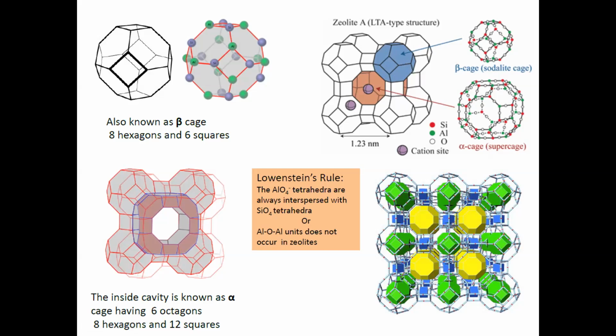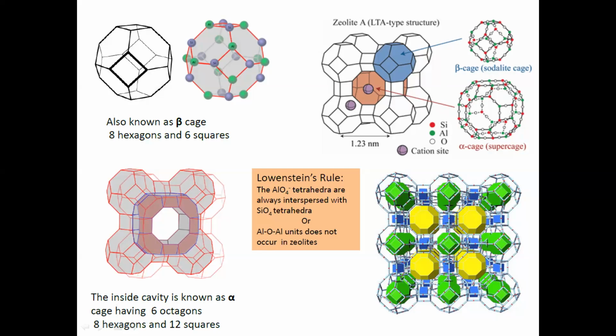Now because of this, you can see that this is like a cage structure. We'll come to what is a cage. But first, let us see exactly what the zeolite is. Then you can see this is a cage structure, and there are two cages in zeolite A.